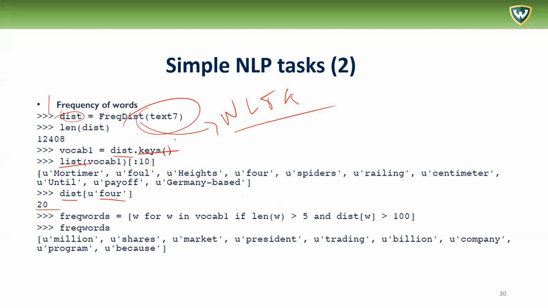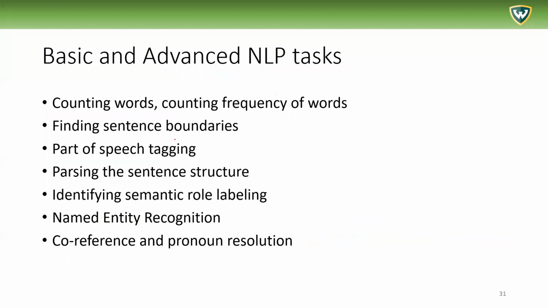We'll also apply some of these in the following lab for this class to get some practical application. Some of the basic and advanced NLP tasks are, as we mentioned, counting of words and counting of frequency, and we went over this. Here I have some of the more formal names of some of these tasks. For example, named entity recognition is the set of tasks for identifying entities, or co-reference and pronoun resolution as well. We'll probably not explore these in this class, but it's good for us to know, and we will indeed explore some of these in the following lectures.